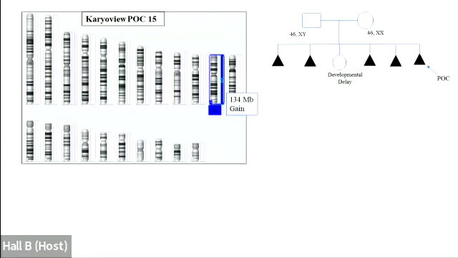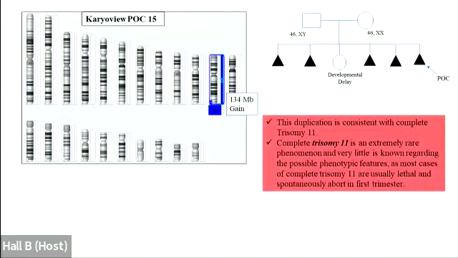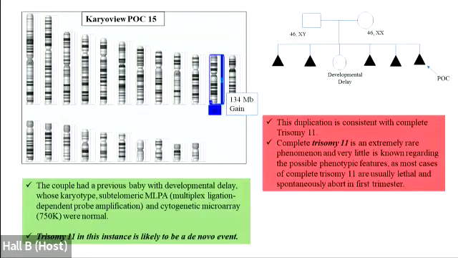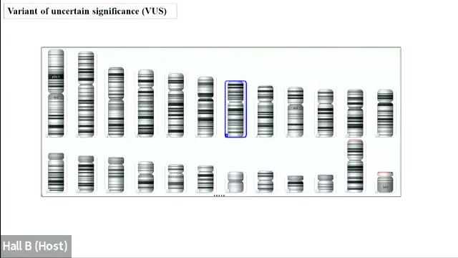In another couple, we found a gain of 134 MB at chromosome 11, which is a complete trisomy of 11. In this case, this couple has a normal karyotype, but has a developmentally delayed child, a third girl child. When the karyotype of that child was done, or the subtelomeric MLPA was done, they were all found to be normal. So again, this trisomy 11 is likely to be a de novo incidence.